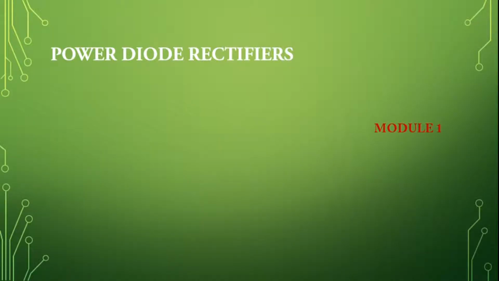Hello everyone, this video is about diode rectifiers. We know that a rectifier is a circuit which will convert AC signal into unidirectional signal, nothing but an AC to DC converter. Depending upon the supply, the rectifiers can be classified as single phase and three phase. A single phase rectifier again can be either half wave or full wave. Similarly, a three phase can be either half wave or full wave rectifiers.